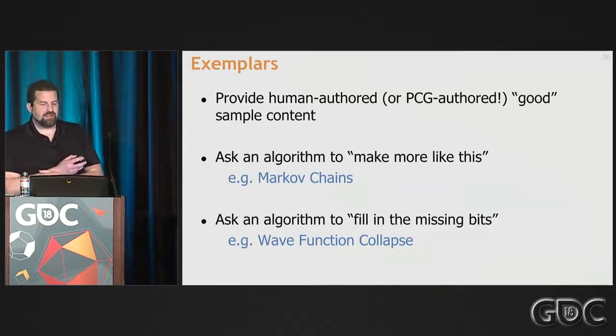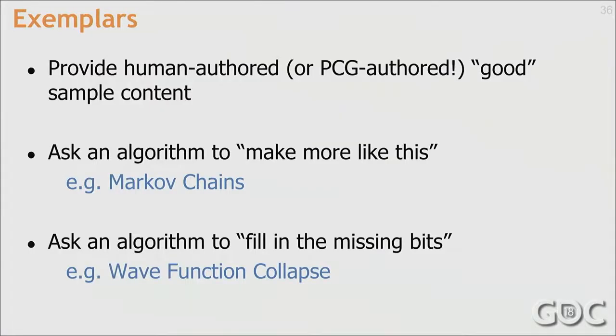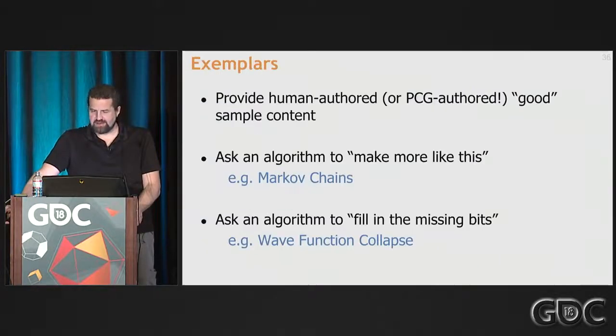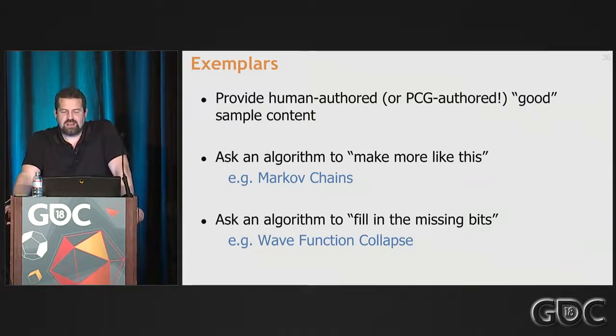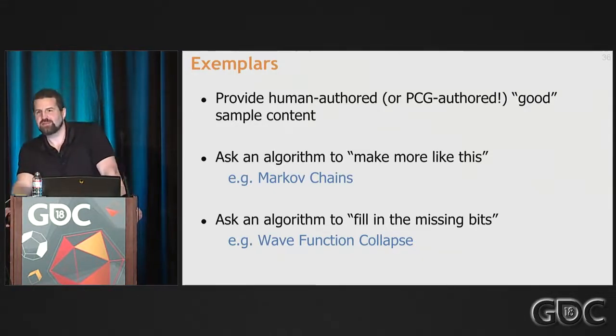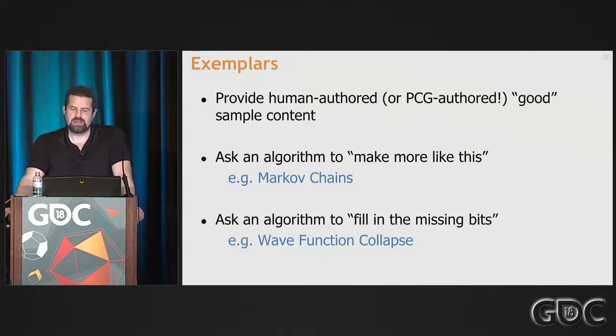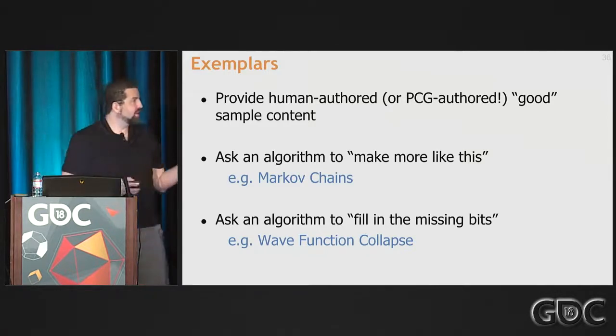Exemplars, one of my favorite things. So this is the idea that the human provides complete and good content. Well, I'll say 2 ways of doing this. One of them is I write sentences. I write 3 sentences down, and then I tell the algorithm, give me more sentences like this, right? And that's what a Markov chain is really good at. Has anyone ever used Markov chains before? Okay, a couple of people. And I'll show you in a minute kind of how that works.